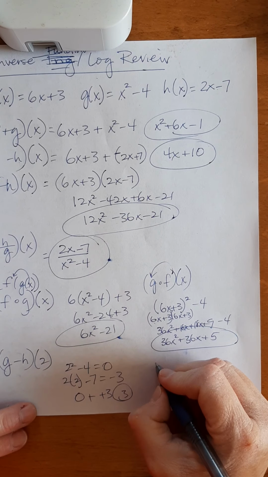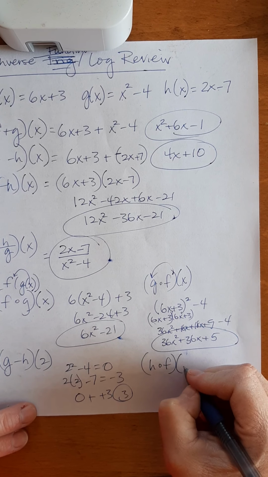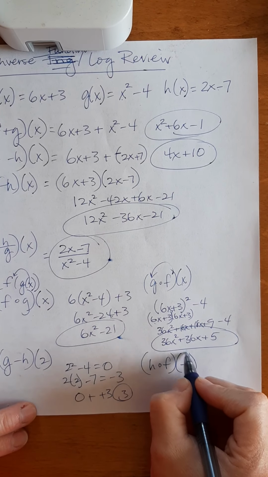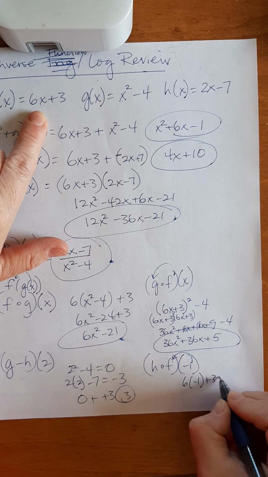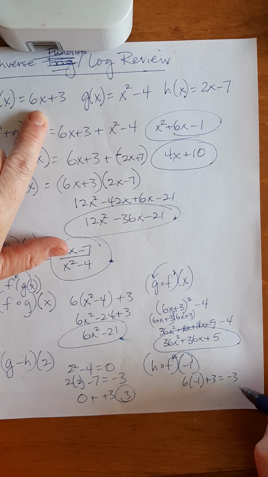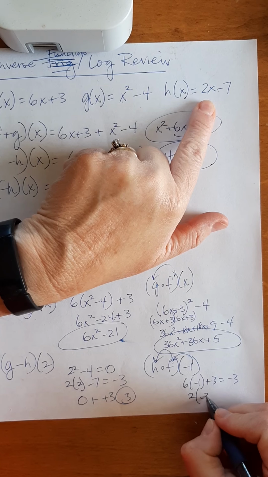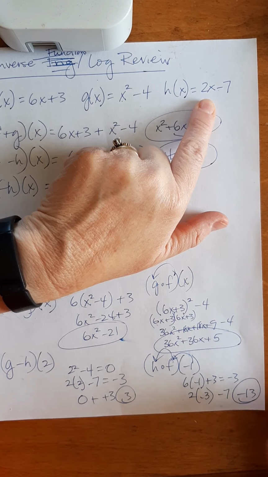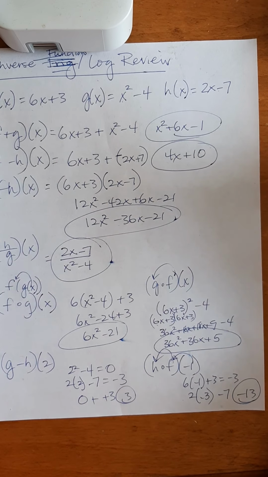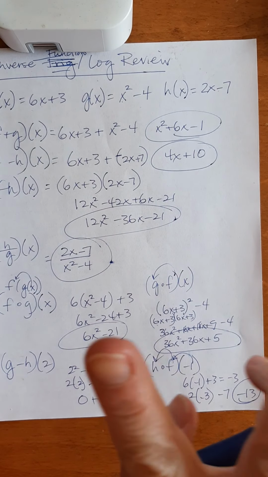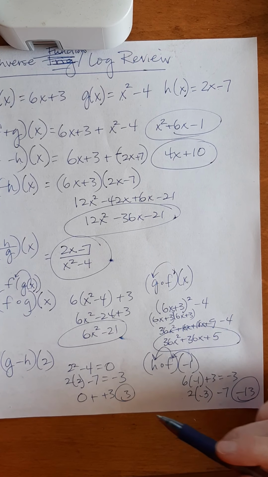3. If you wanted something like, let's say, h of f of negative 1, same thing, negative 1 into f. So 6 times negative 1 plus 3, negative 3. And then plug negative 3 into h. So 2 times negative 3 minus 7, negative 13. So that's just operations of functions. Remember, if it has an x there, you're looking for an expression, if it has a number there, you're looking for a number.